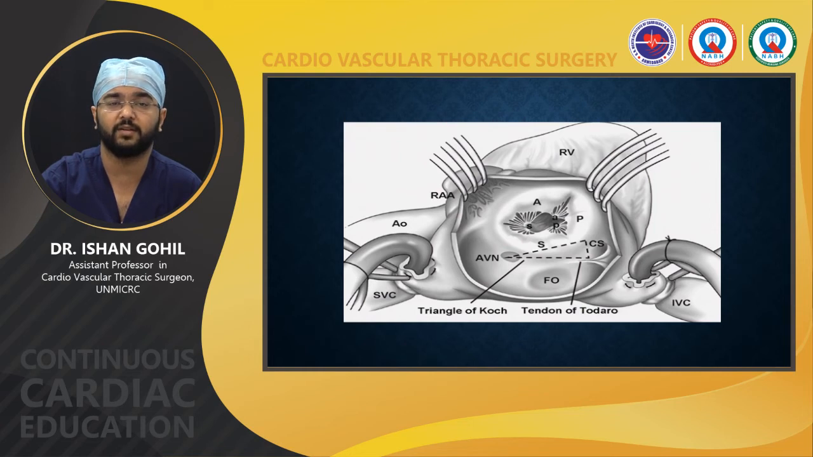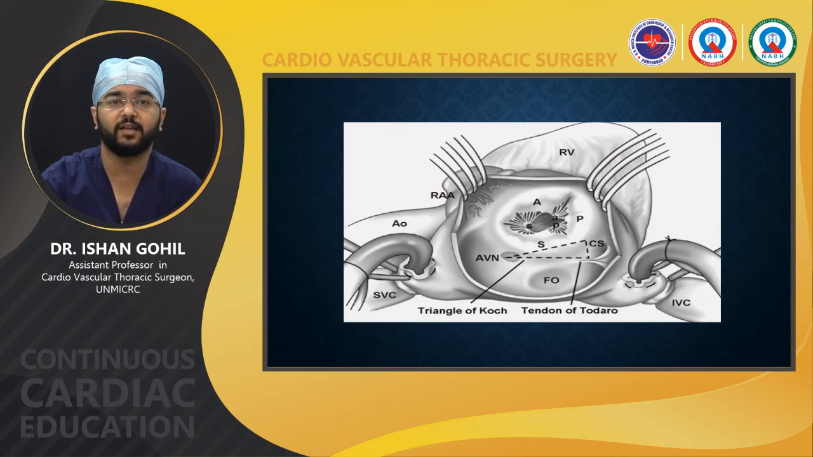This is a valve which is protecting the coronary sinus, and another valve which is protecting the IVC. These are the Eustachian and Thebesian valves, the two valves. This is the fossa ovalis. It is the site of ostium secundum ASD.